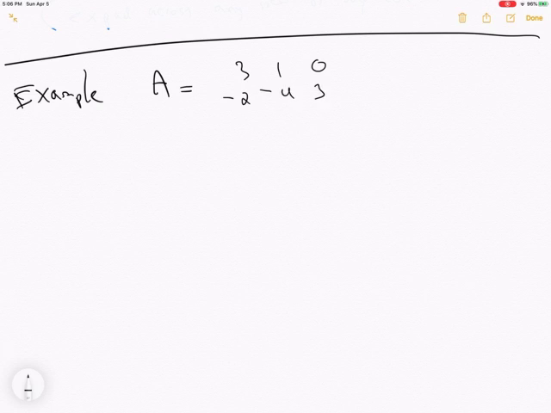Alright, so let's do an example. In practice, you don't explicitly write out the cofactor matrix. We'll see how that works here. You just remember the meaning of it. So say 3, 1, 0, minus 2, minus 4, 3, 5, 4, minus 2. So if that's A, then let's calculate the determinant.